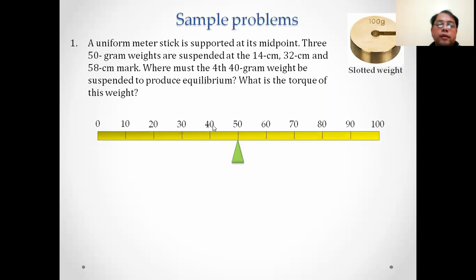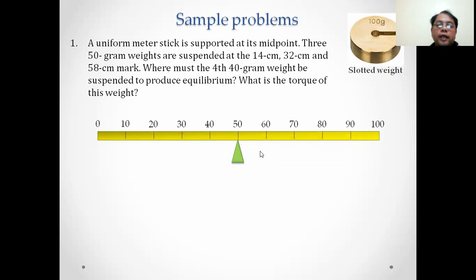So we look for the 14 centimeter mark. 14 centimeters may be somewhere in between 10 and 20. So we will be hanging one object here. Its weight again is 50 grams. So 14. The next mark where we put a mass is 32. So maybe 32 will be nearer to 30 rather than 40 cm. So there are two masses here. And the other one is on the 58 centimeter mark, just after 50, very near to 60.